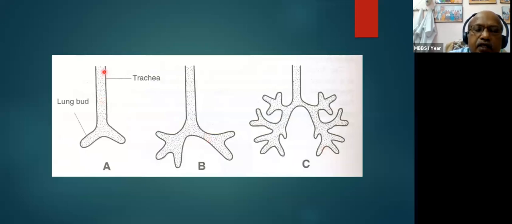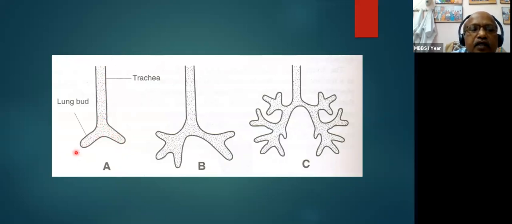Once the lung bud or respiratory diverticulum descends downwards after the formation of the tracheoesophageal septum, it gets divided into two. Here this part will definitely be the trachea. This bud is called the bronchial bud, and this part is the lung bud. It gets divided into two bronchial buds, exactly similar to the trachea getting divided into the principal bronchi.